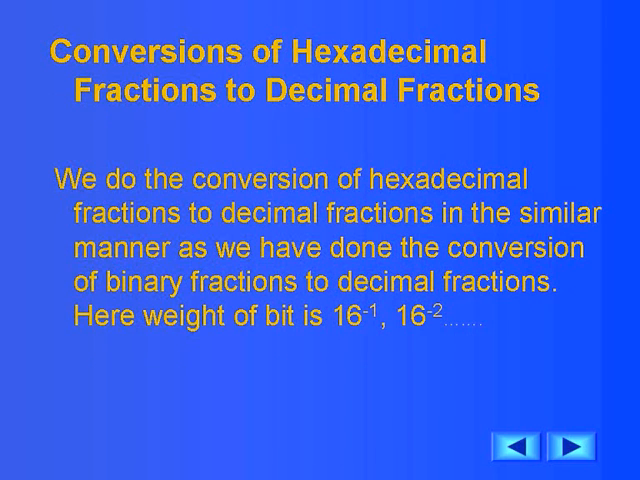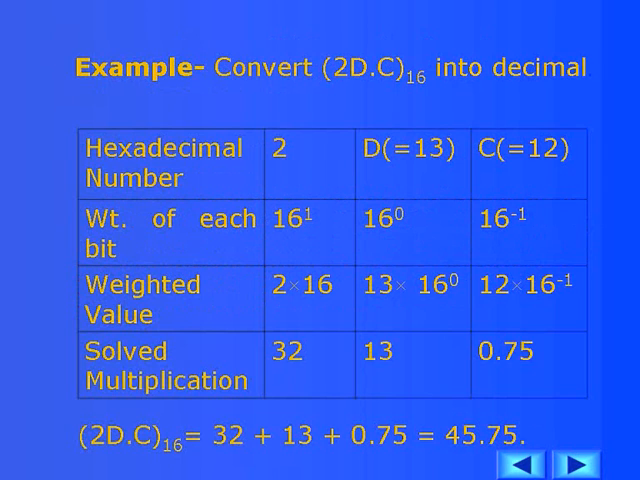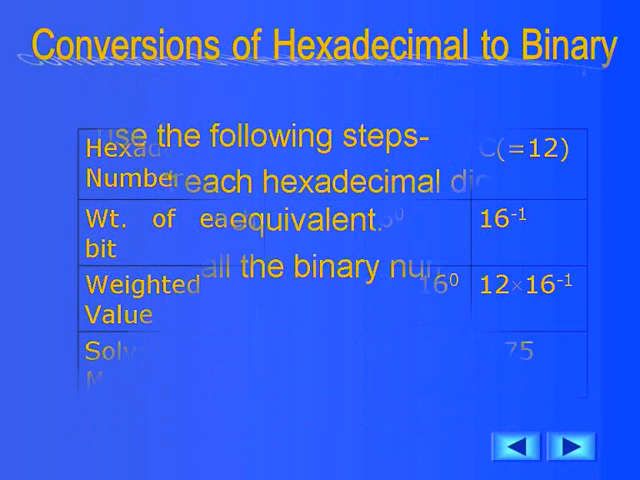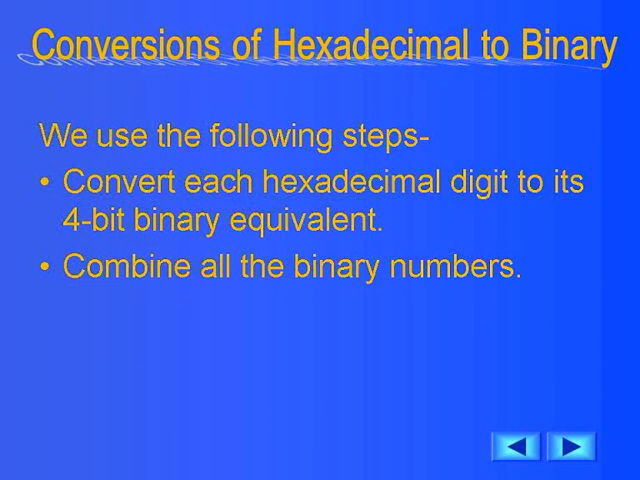Conversion of hexadecimal fractions to decimal fractions. We do the conversion of hexadecimal fractions to decimal fraction in the similar manner as we have done the conversion of binary fractions to decimal fraction. Here weight of the bit is 16 to the power minus 1, 16 to the power minus 2. Convert 2D.C into decimal. Weight of C is 16 to the power minus 1, weight of D is 16 to the power 0, weight of 2 is 16 to the power 1. Weighted value is 12 into 16 to the power minus 1, 13 into 16 to the power 0 and 2 into 16. Solved multiplication gives us 0.75, 13 and 32. Adding up we get 45.75.